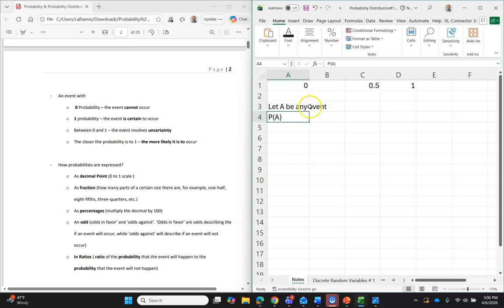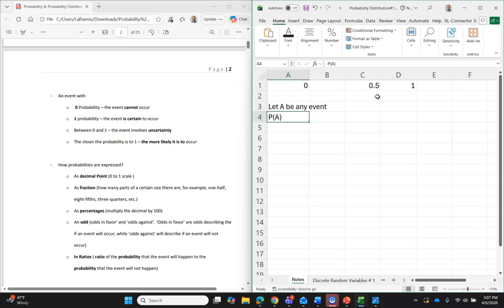As I said before, we have decimal values from 0 to 1, which are uncountable. And so we can express probability by a decimal. So we can say probability of A is 0.5, or any number with a decimal point. However, we can also express probability as a fraction.